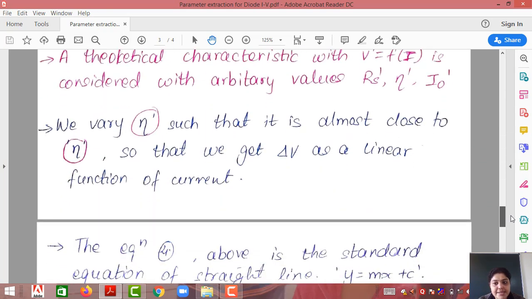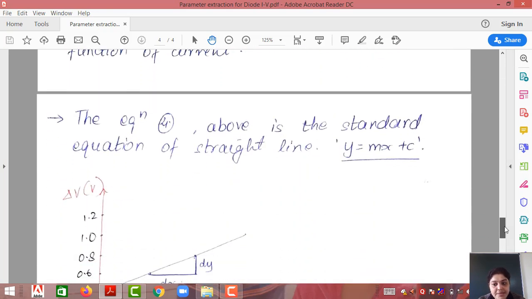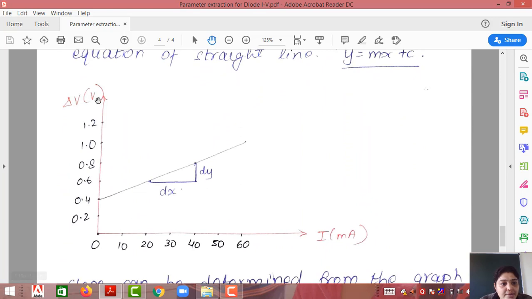Now the equation 4 we've got here, that voltage as a function of current, actually represents the equation of a straight line, as I just said, y is equal to mx plus c. So plotting this delta V in volts against I in milliamperes, you get a straight line. I have just taken some intervals of current 10, 20, 30, 40, 50, 60 and voltage 0.2, 0.4, 0.6, 0.8, 1 and 1.2.